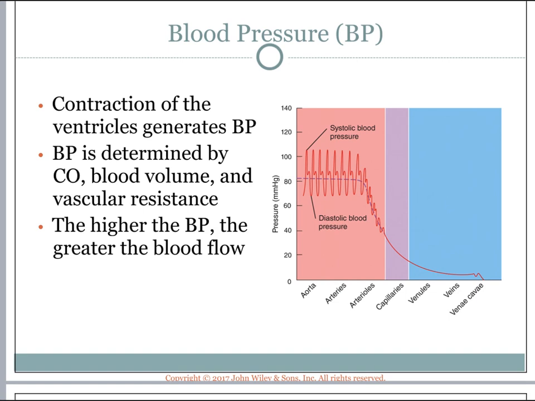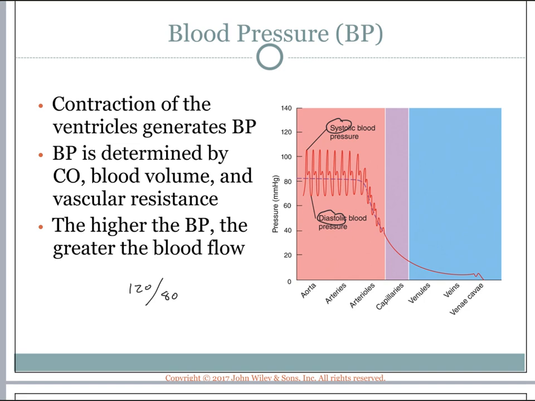Now let's talk about blood pressure. Contraction of the ventricles generates blood pressure. Blood pressure is determined by cardiac output, blood volume, and again, vascular resistance. The higher the blood pressure, the greater the flow. We talked about words like systolic blood pressure and diastolic blood pressure. We said that our blood pressure in the aorta, and then once we get to our distributing arteries like our brachial artery in our arm, this is what we measure. A good blood pressure should be around a systolic value of 120 over a diastolic value of 80.